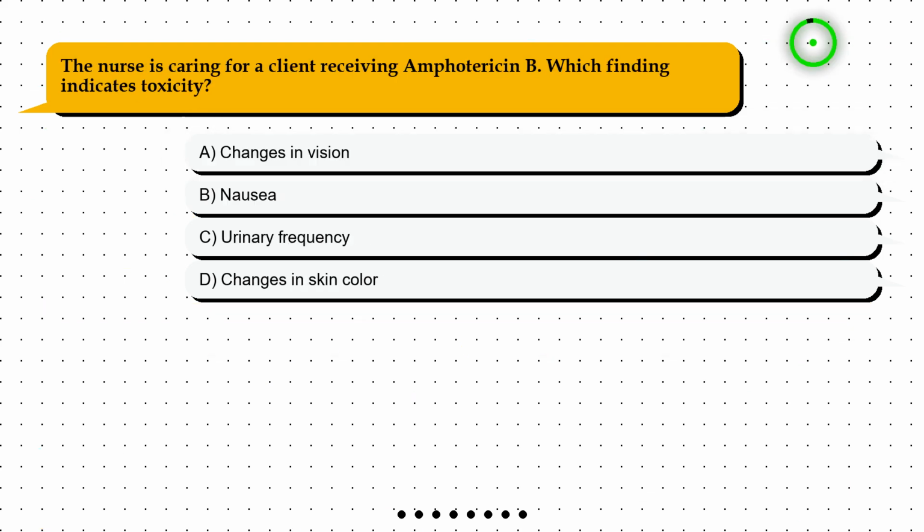Question 5. The nurse is caring for a client receiving amphotericin B. Which finding indicates toxicity? Option A, changes in vision. Option B, nausea. Option C, urinary frequency. Option D, changes in skin color.